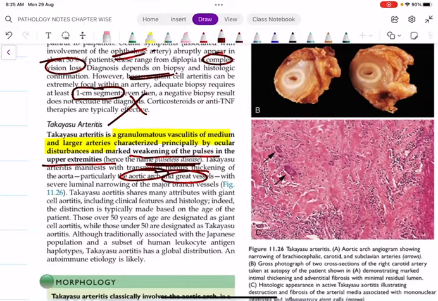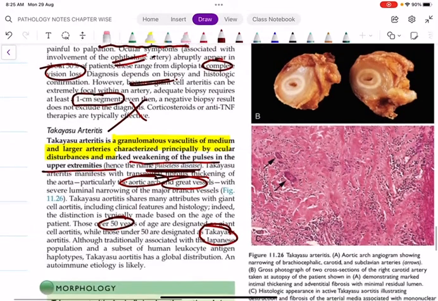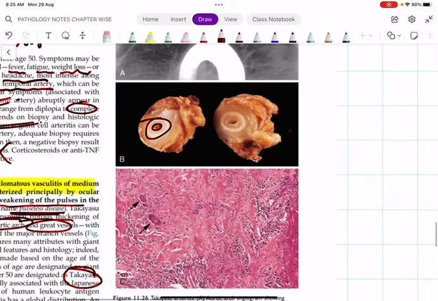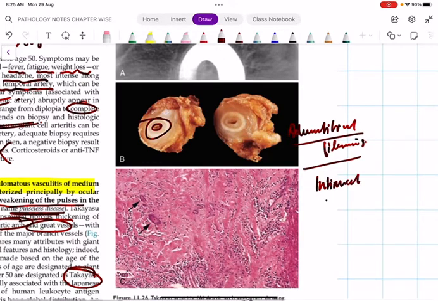Fine. Here also the patient age will be over 50 years. Okay, this is most commonly traditionally associated with the Japanese population. That is why, but it doesn't mean it is found only in Japan. It has a global distribution. So you can see the gross photograph. Here you can see there will be intimal thickening and adventitial fibrosis.